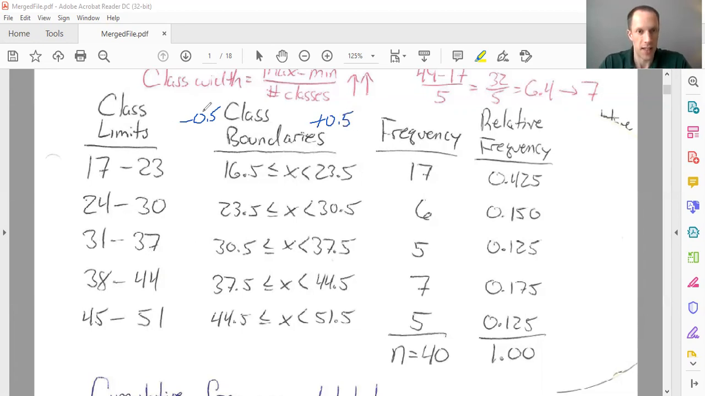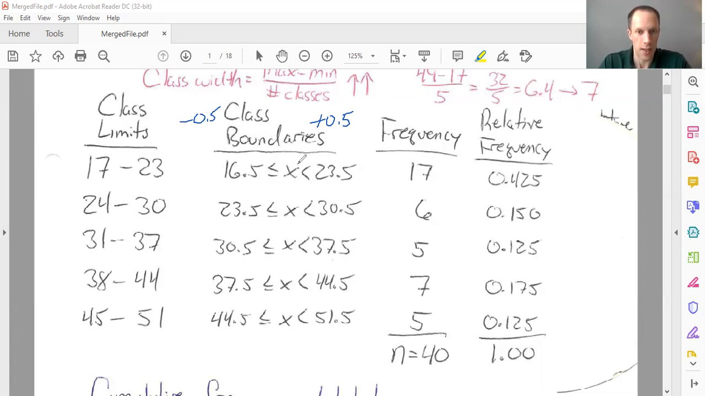So if I take 17 minus 0.5, that's 16.5. If I take 23 plus 0.5, that's 23.5. So those are the boundaries of my first class. And I can do the same thing for all the other classes. 24 minus 0.5 is 23.5, 30 plus 0.5 is 30.5, and so on.